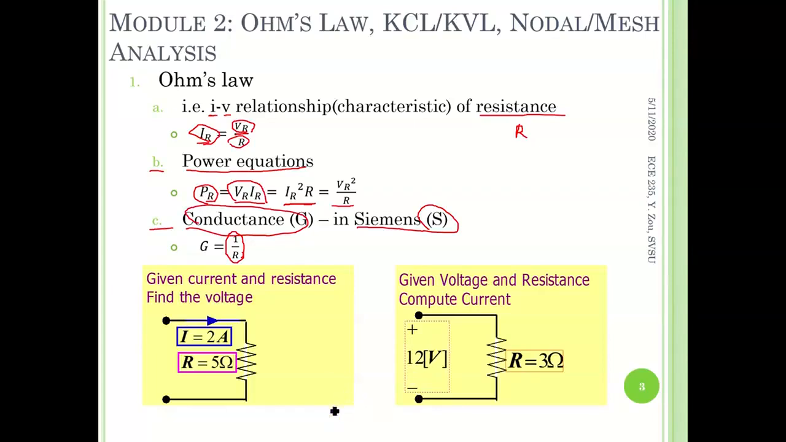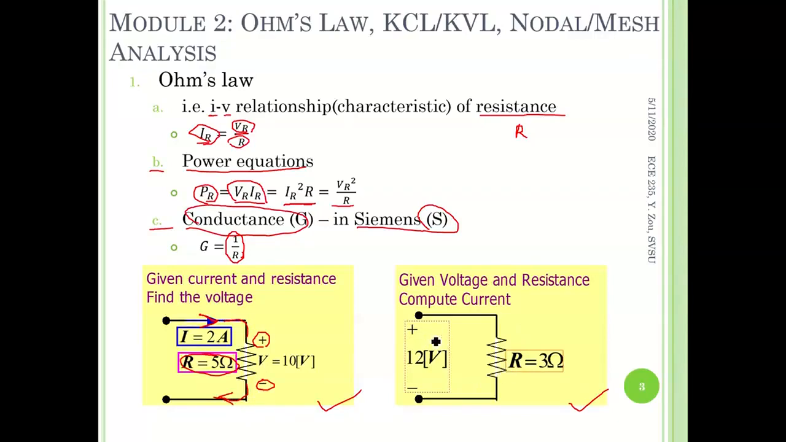Here are 2 examples to demonstrate what's going on. First, given a resistor with resistance value of 5 ohm, if you apply a current through it with this particular direction, the induced voltage across the 5 ohm must follow the passive sign convention with polarity like this. Positive is at the current entering node. Negative is at the current leaving node.